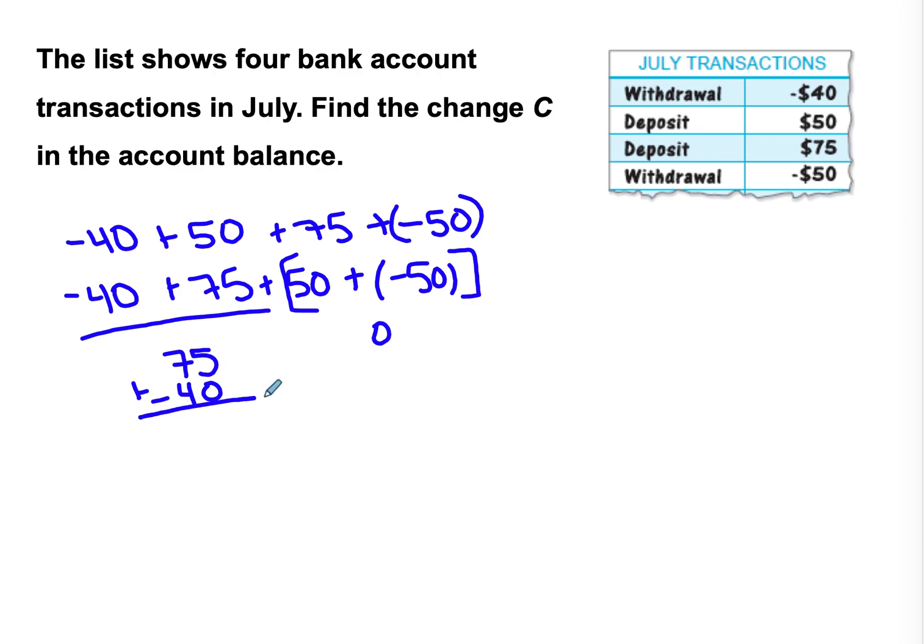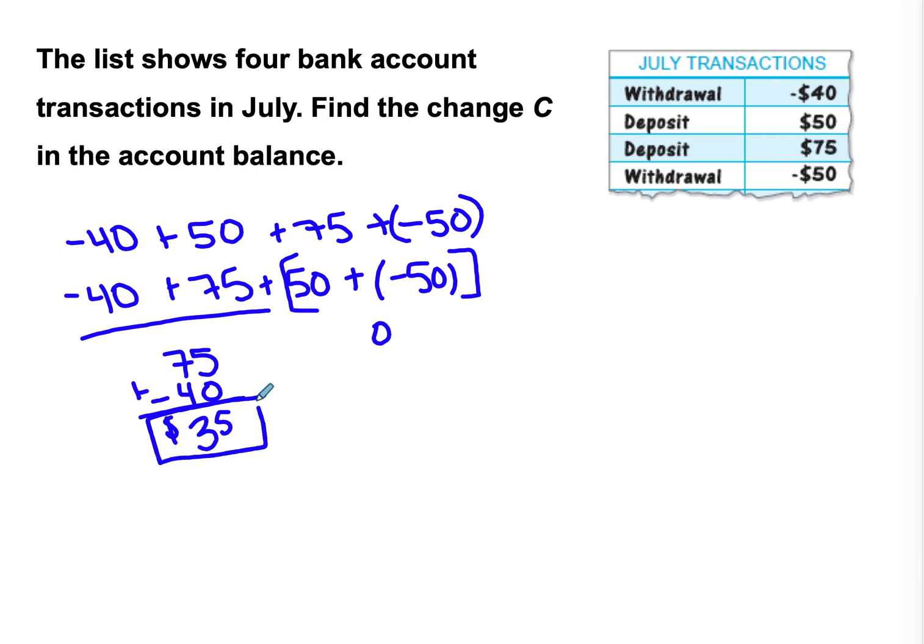Different signs, I'm going to find the difference. 5 minus 0, that's 5. 7 minus 4, that's 3. And then I need to look to see which I have more of. So I had 75 positives. I had 40 negatives. So I'm going to have a positive number. Story problems always need a label. So on this one, my change is going to be $35. And that's going to be a positive $35.